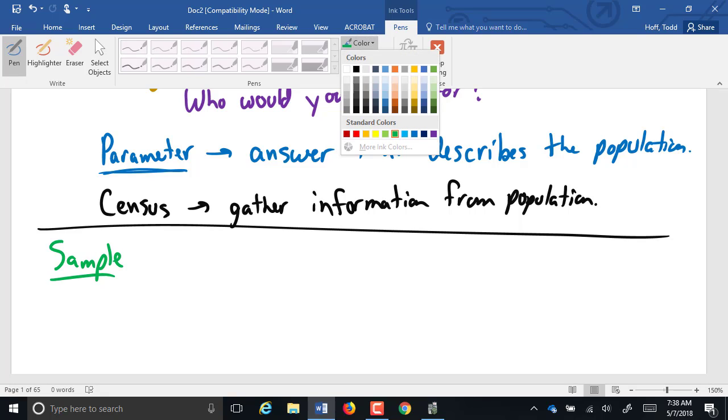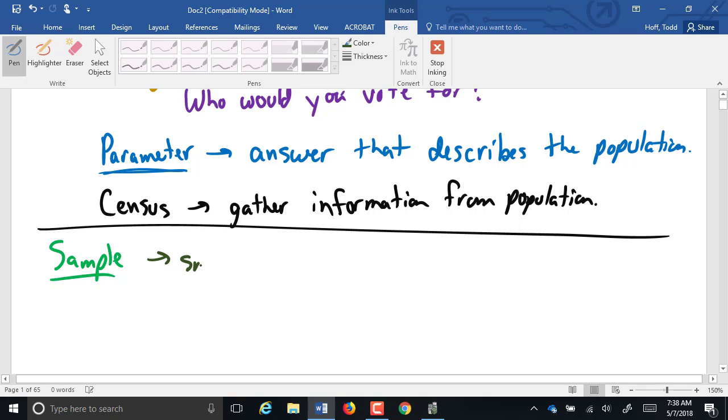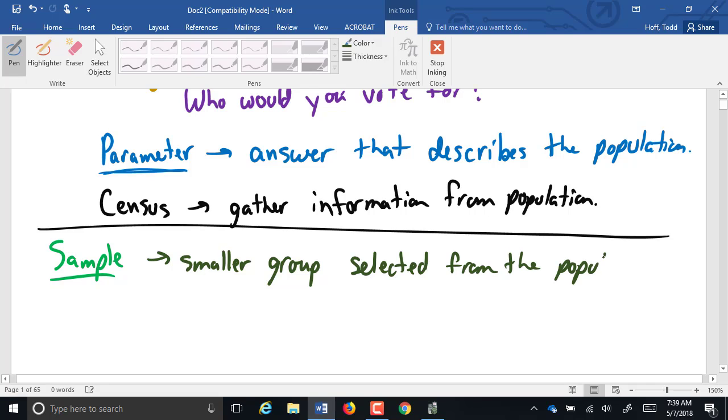A sample. A sample is a smaller group selected from the population. Why would we select a sample? Why would we not just gather information from the population? Well, the two most important ones that always go together, time and money.